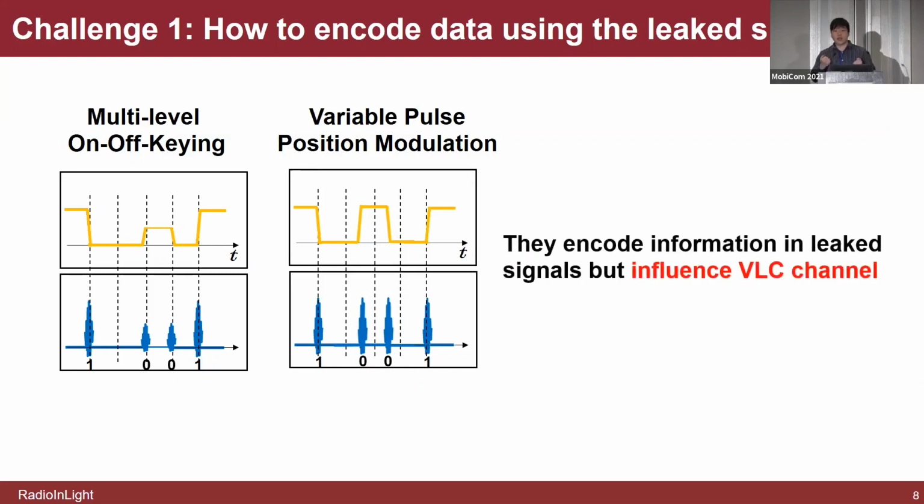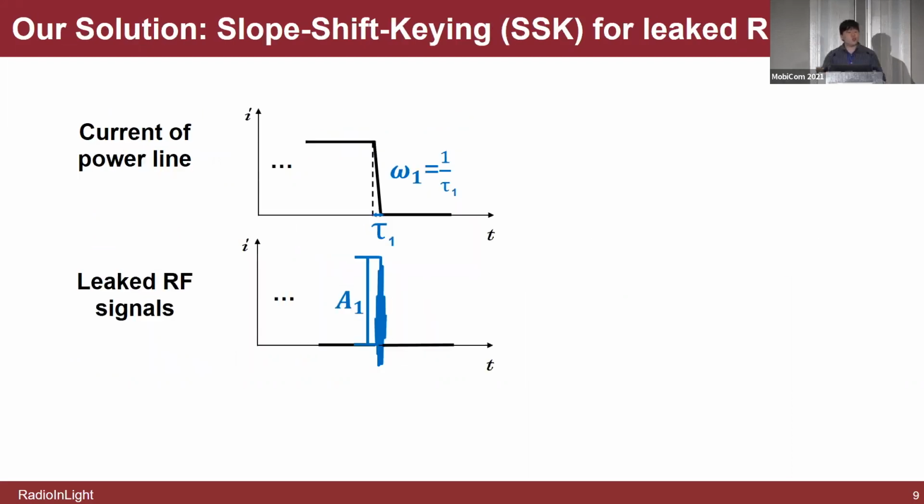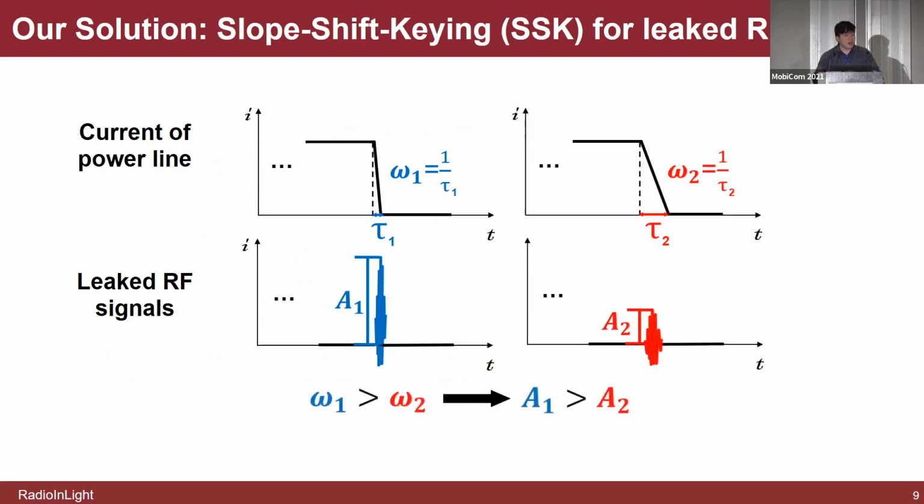Unfortunately, although they can encode the information in the leaked signals, they all influence the original VLC channel. So we need a modulation scheme which can control the leaked signals without influencing the original VLC channel. Interestingly, we find that the current changing rate in the power line largely determines the amplitude of the leaked signals. In detail, the larger the current changing rate, the larger the amplitude of the leaked signals.